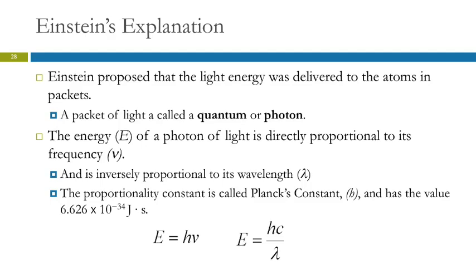The energy of the photon is proportional to its frequency, and inversely proportional to its wavelength. So the energy of this photon is equal to a constant times its frequency, or a constant divided by the wavelength. That constant is called Planck's constant. It's given the symbol lowercase h, and it's 6.626 times 10 to the minus 34 joule seconds. That's a number you do not need to memorize. I'll give that constant to you, because we don't use it a lot, and I have a hard time remembering it. But that's Planck's constant. So this is Einstein's explanation.